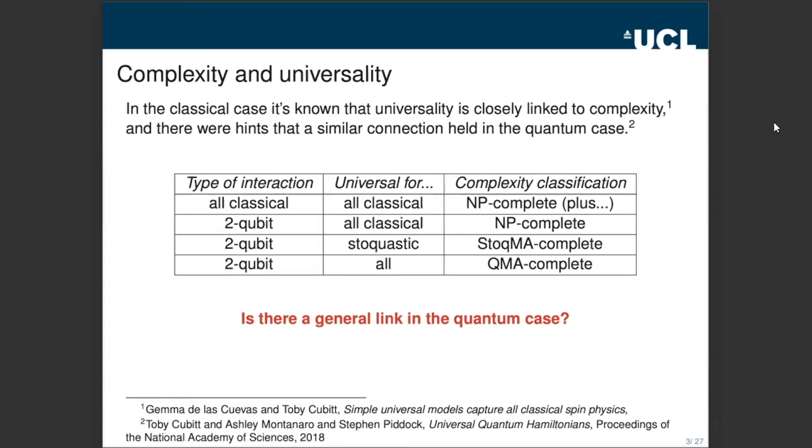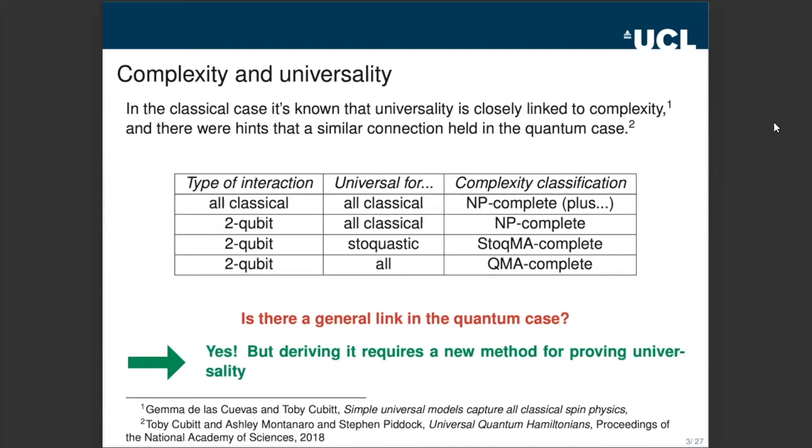However, the proofs of these quantum classifications relied critically on having only two-qubit interactions. And the more complicated structure of quantum Hamiltonians meant that it was impossible to replicate the classical approach to proving a relationship between complexity and simulation. So this begs the question, is there a general link between complexity and simulation in the quantum case, or is it just a coincidence for the two-qubit interactions?